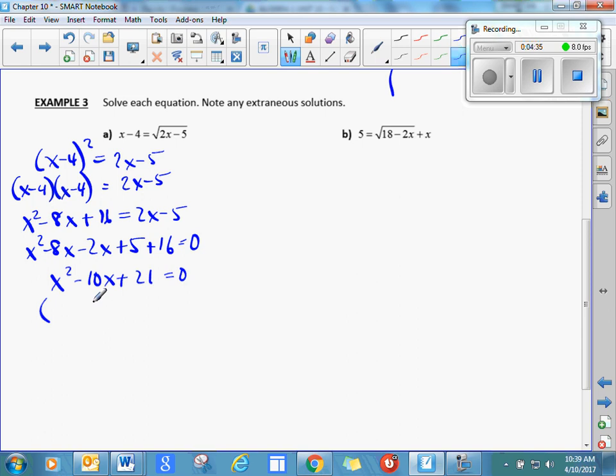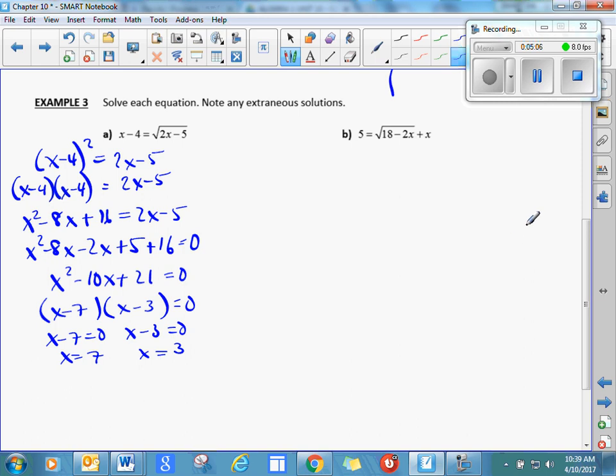So we're looking for factor partners that multiply to 21 and have a negative 10 in the middle. And I'm seeing negative 7 and negative 3. And again, you're going to double distribute to see if you've got the right answer. And this does actually work. So we're going to set each one of these equal to 0, and we get x is equal to 7 and x is equal to 3.